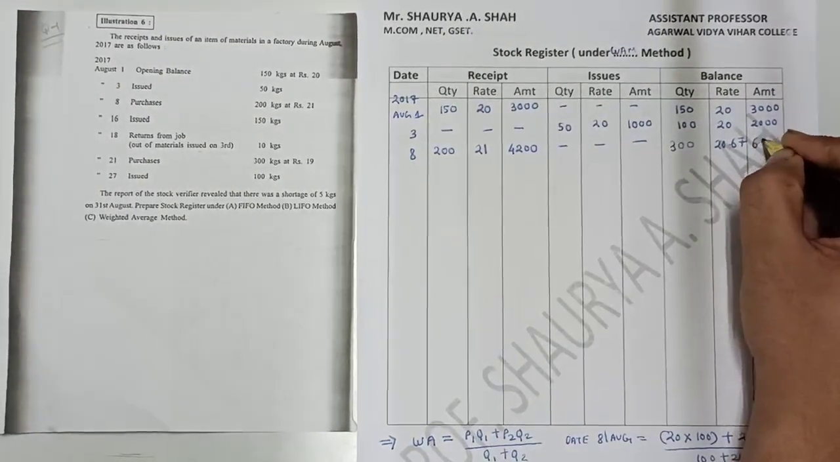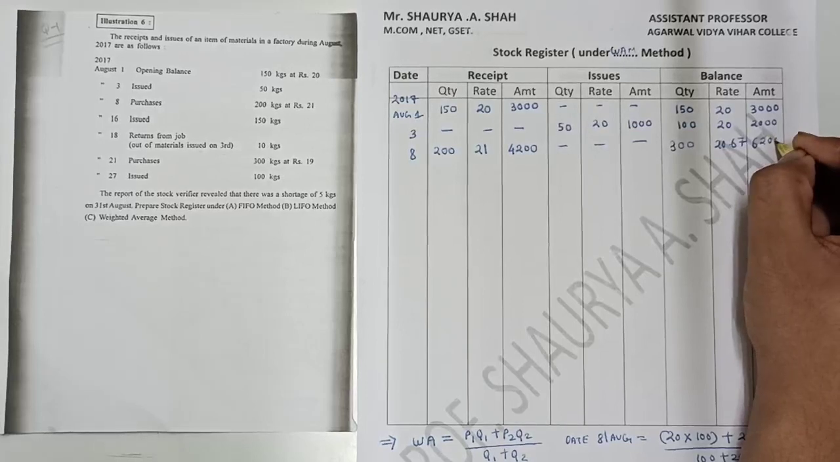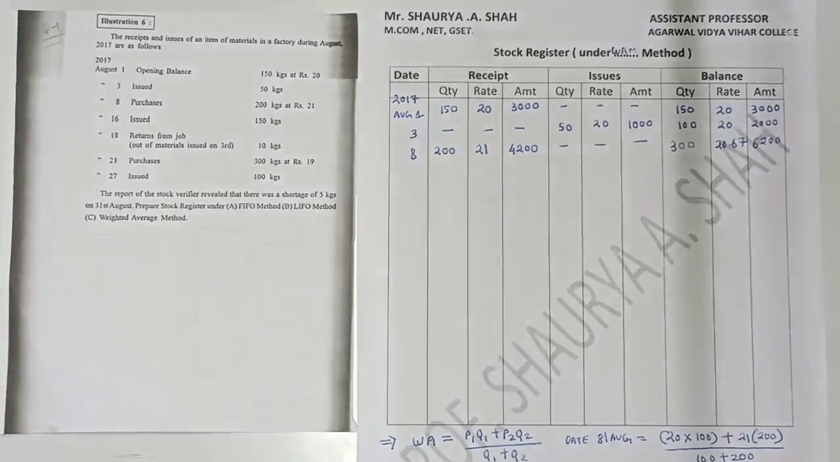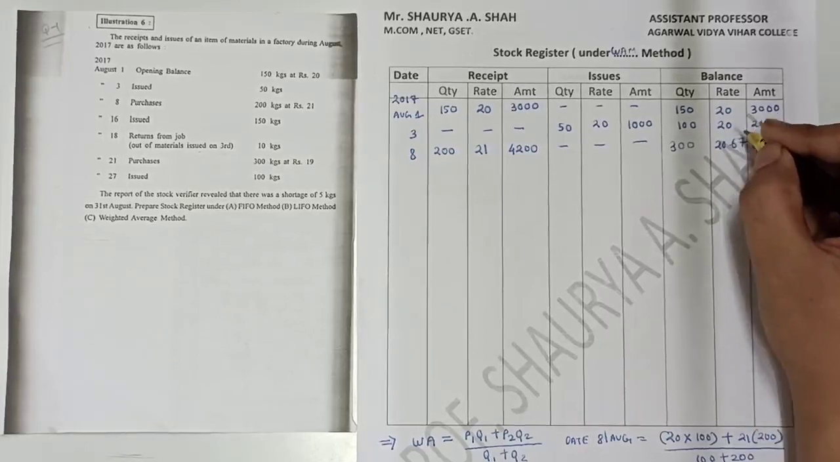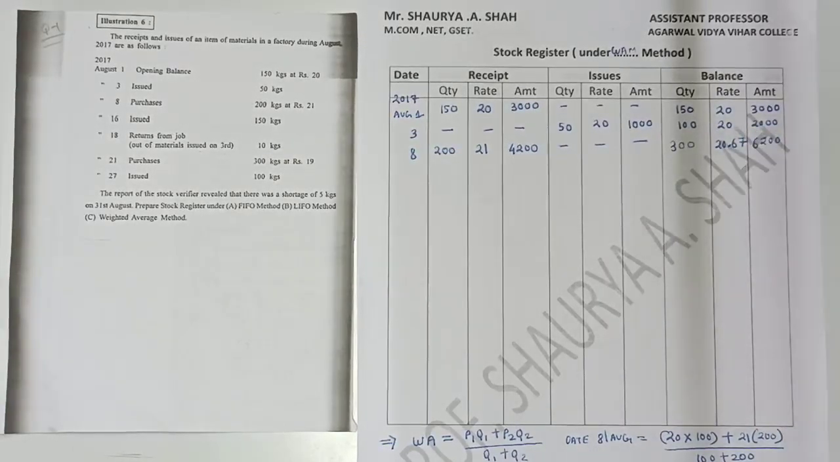Why? Because we have rounded off 20.66 into 20.67, right? So again there is a change in the figure, so that we will take the round figure. I hope it is clear to each and everyone, right? So 20.67, this is how, students, we have calculated the weighted average price, right? So that is the main thing you need to study under weighted average method, fine?